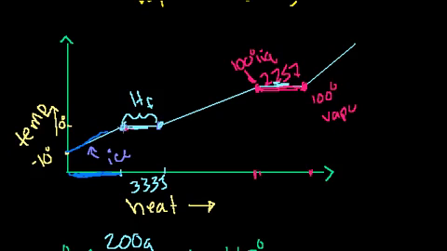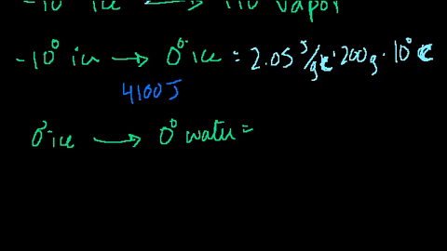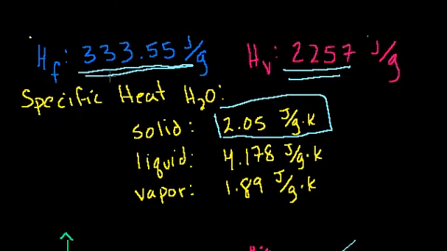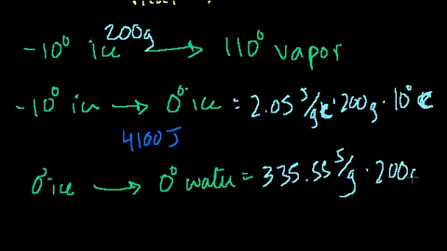Now we have to turn that 0 degree ice into 0 degree water. And for that, we use the heat of fusion. We're adding that amount of heat. So it's 333.5 joules per gram, times the 200 grams of ice that we're trying to melt.